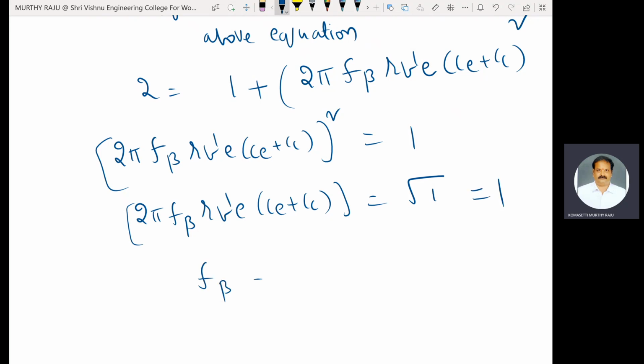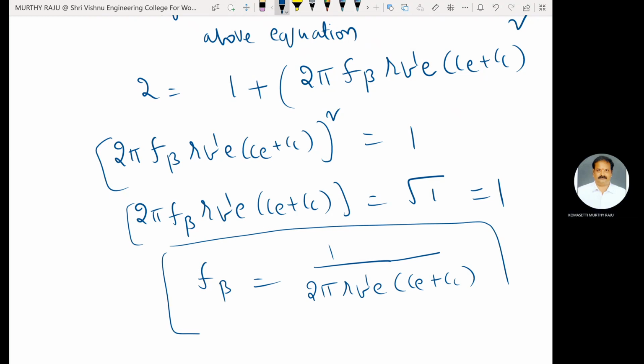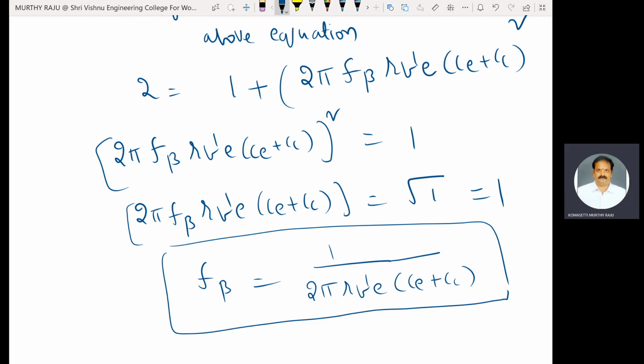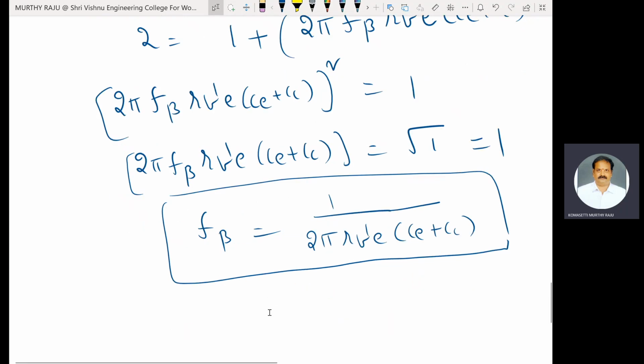Finally, f beta is equal to 1 by 2 pi RB'E (CE plus CC). This is the very, very important parameter f beta, the frequency at which the short circuit current gain of the CE amplifier decreases by 1 by root 2 times from its low frequency value. It is the frequency at which the transistor short circuit CE current gain drops by 1 by root 2 times from its value at low frequency.